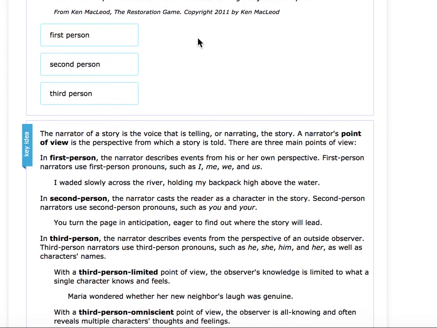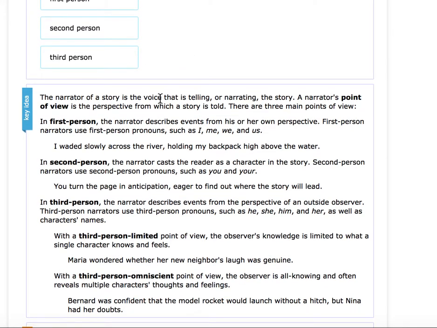Looking at the key points, I see that the narrator of a story is the voice that is telling or narrating the story. A narrator's point of view is a perspective from which the story is told. There are three main points of view.